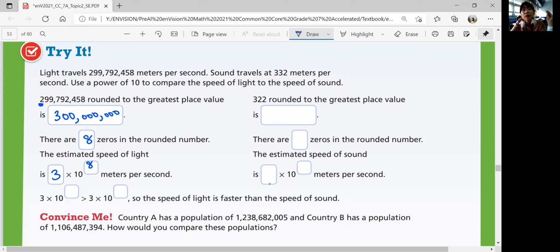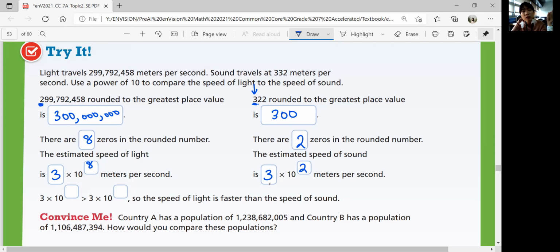Okay, what about the speed of the sound? The second one is sound. 332 rounded to the greatest place value: 3 is your biggest digit, your first digit, right? Biggest place value, 3. Do you round up or down? Your next digit is 3, so you round down. You're going to round it down to 300. There are how many zeros? 2 zeros in the rounded number. The estimated speed of sound is 3 times 10 to the 2nd meters per second.